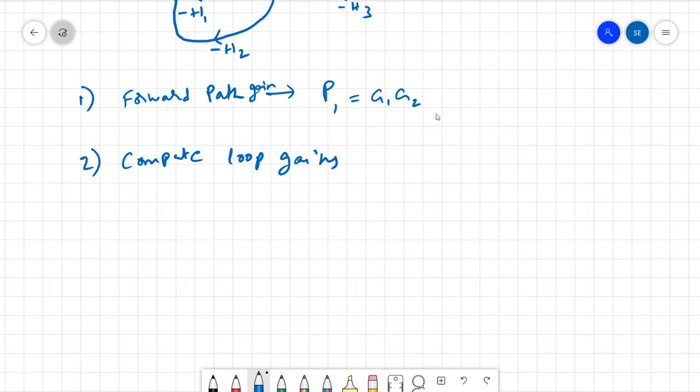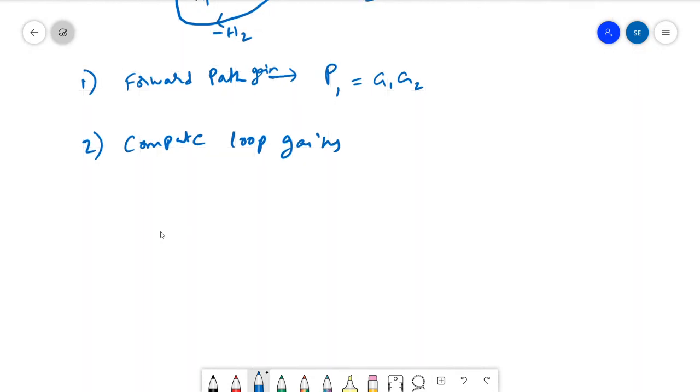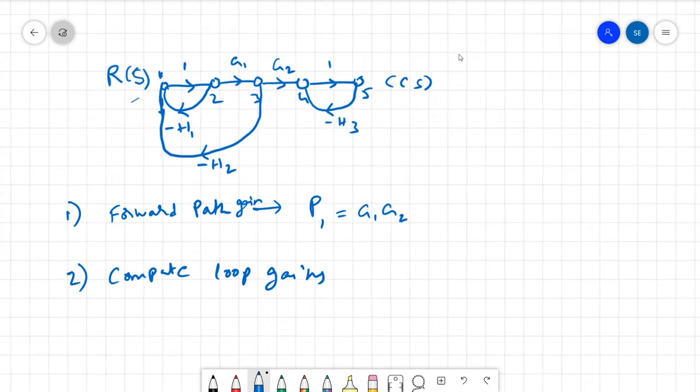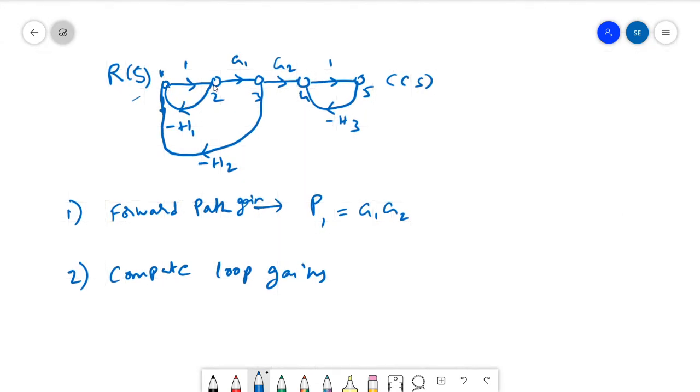Compute loop gains. If you observe in the diagram, the first loop gain is minus H1, right? The second loop gain is G1 into minus H1. The third loop gain is minus H3.